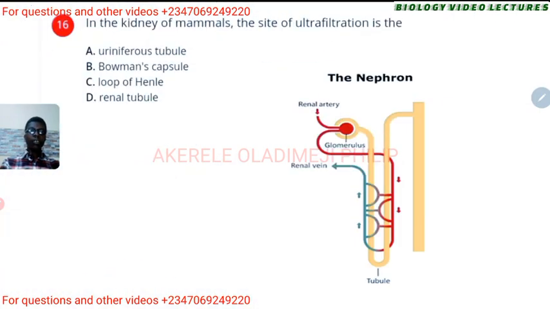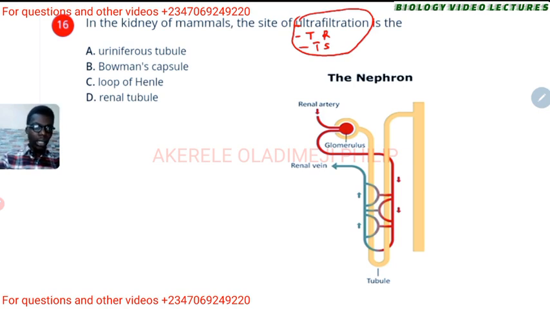In the kidney of mammals, the site of ultrafiltration is what? Now hear this quickly, please. This is the nephron apparently, and it is within the nephron that we have ultrafiltration. Ultrafiltration is one of the stages of forming urine. After ultrafiltration, the next stage is tubular reabsorption, then the next one is tubular secretion. So these three processes help to form urine. Well, that's by the way.